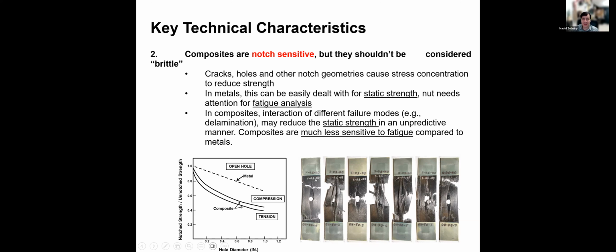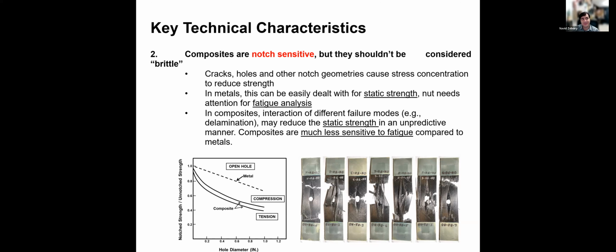Also, if you test them in tension versus compression, you will get totally different responses, which again is very difficult for us to estimate. In metals, typically we don't pay attention if there is a hole and we're talking about static loads. Where we have to pay attention is if we have fatigue load, which means that we have cyclic loads, and if you have a notch or a hole, at the edge of the hole you have a stress concentration, and that becomes the point where a fatigue crack starts growing. So you have to pay attention to that.